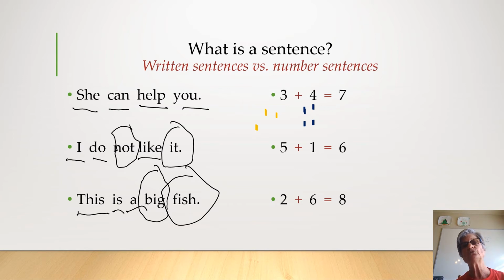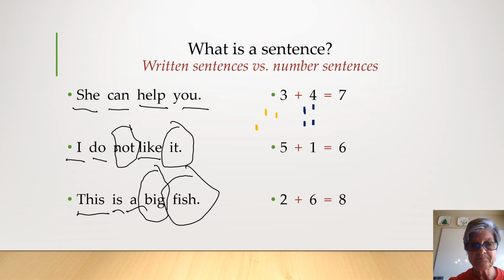Now that is what we call a math sentence or a number sentence. Now let's look underneath it and we see another number sentence. Let's look at it. It says 5 plus 1 equals 6.